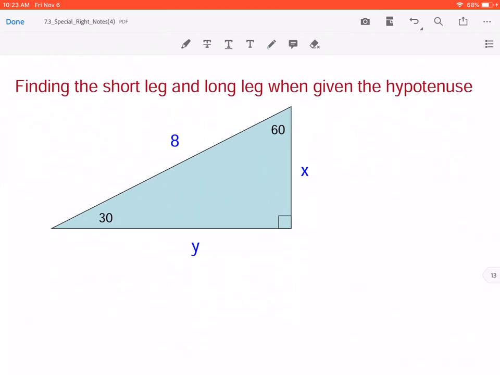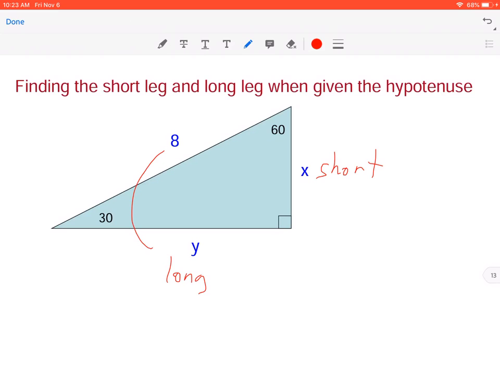Now this one's different. X is the short leg. Y is the long. There is no way to just jump across here. Everything's based off that hypotenuse and that short leg relationship. All right? So this is the hypotenuse. To go back down to the short leg, remember the hypotenuse has to be the biggest number. You divide by 2. So x has to be 4.